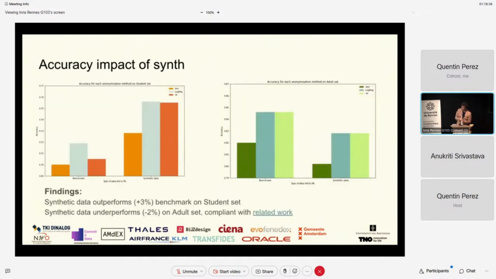Okay, then the accuracy impact. I didn't want to bother you with tables, so I used these horrible colors to show you. Our findings are that synthetic data outperforms the benchmark, so no anonymization method, for the student performance set. And for the adult data set, which is a bit bigger, we see that it underperforms the benchmark, but it's just 2%, and that's compliant with related work.